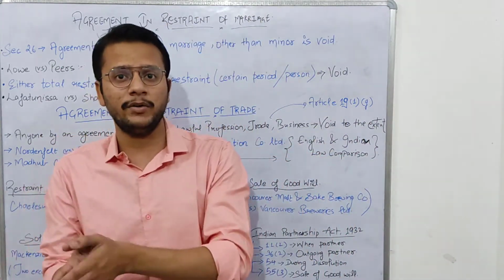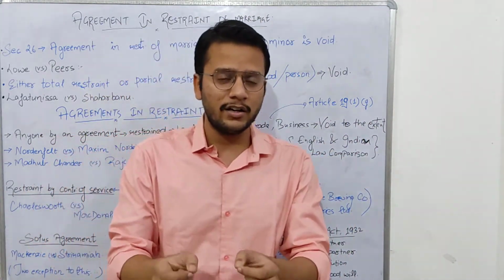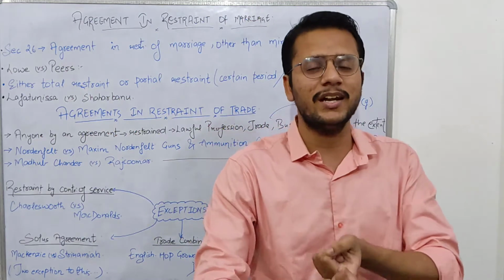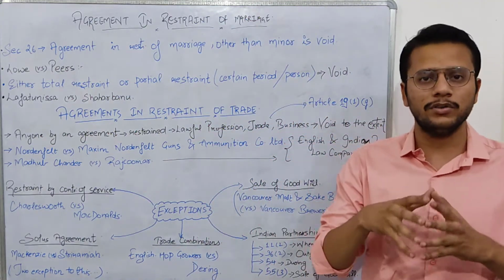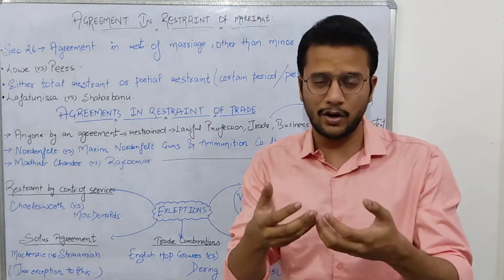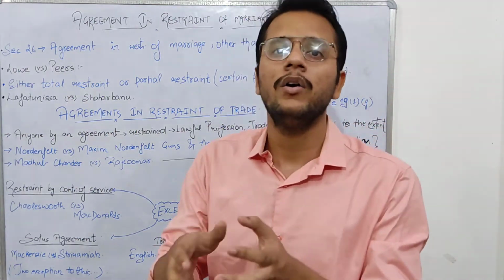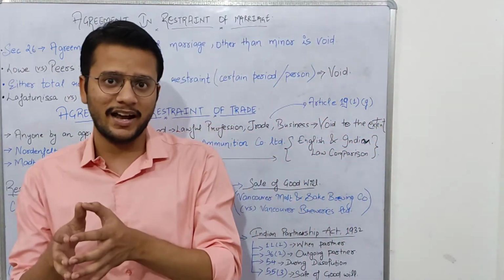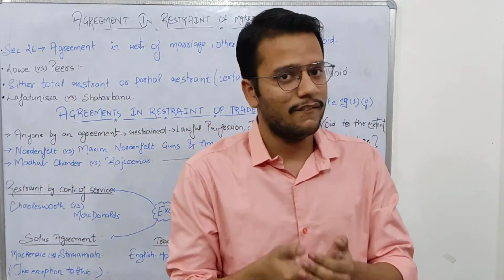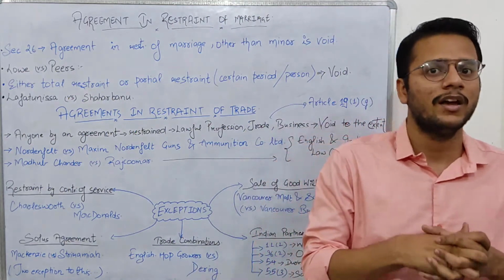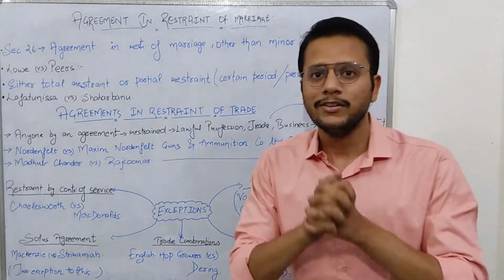So section number 26 talks about a contract of restraint of marriage, and section number 27 talks about restraint of trade. And when we talk about these contracts, we'll discuss what are the different situations which arise in them, what are the exceptions to them, and what are the different case laws which will help us to understand the situations more thoroughly. Okay, so let's start the video.